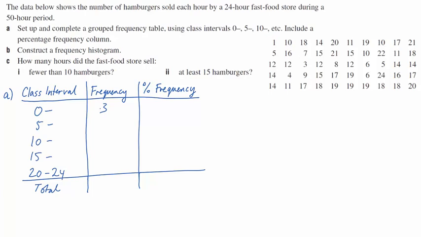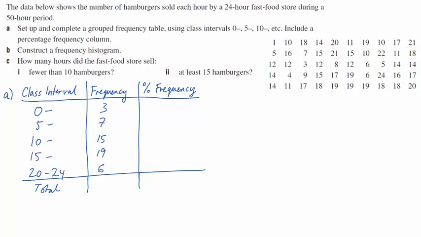Greater than or equal to 5, but less than 10, well, that happened 7 times. And so we continue to count, 10 and greater, there were 15 between 10 and 14. 15 to 19, well, there were 19 times that this happened. And 20 to 24, there's a 20, a 21, another 21, a 22, a 24, and a 20. So that's 6 different hours.